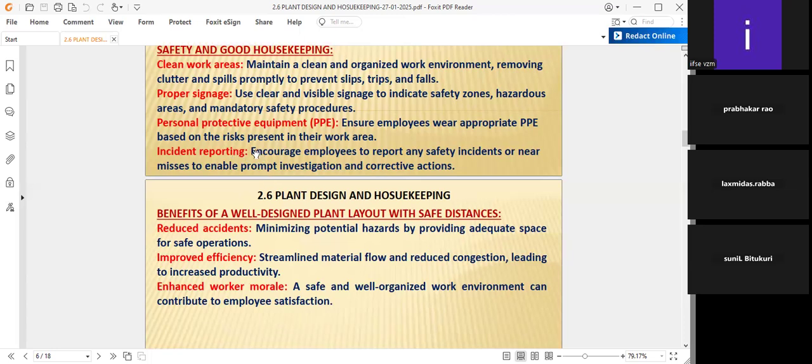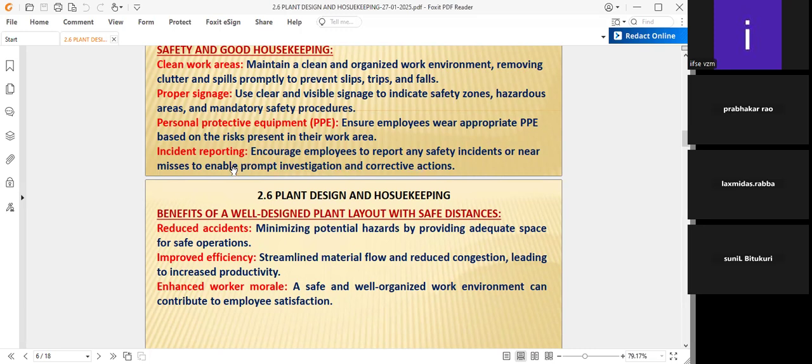Incident reporting is important. Normally, people do not report accidents just for statistics, but because it is important to the public or to the inspector of practice. But incident reporting is also a disciplined way to control the morale of the employees. Encourage employees to report any safety incident or near miss to enable prompt investigation and corrective actions.